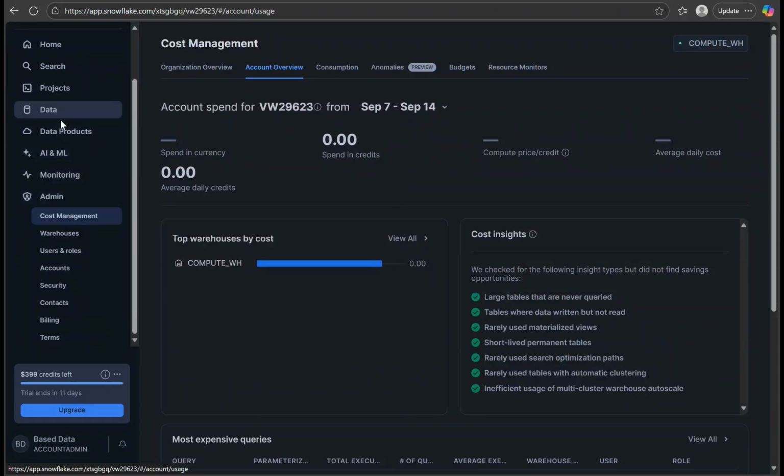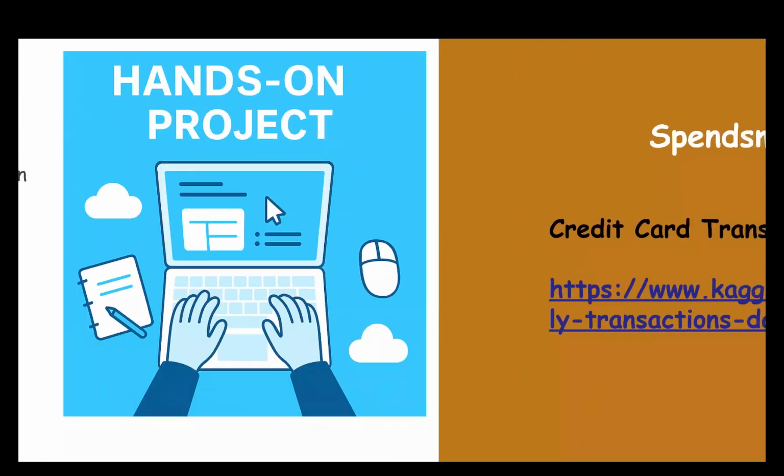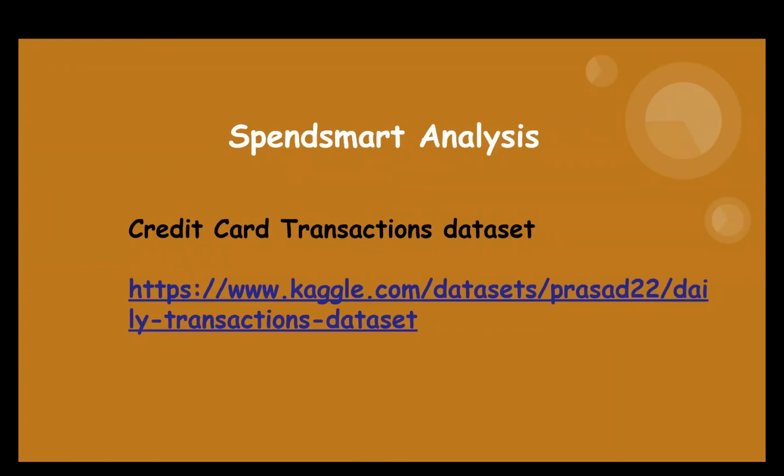So, how do all these tabs fit together for our first project? In our very next video, Part 2, we're going to dive straight into a hands-on session. We'll be working with a real-world credit card transactions dataset from the popular Kaggle library. Make sure your Snowflake account is ready, and I'll see you in the next one.